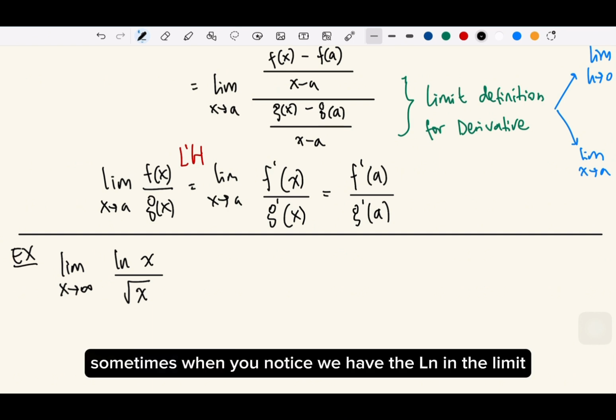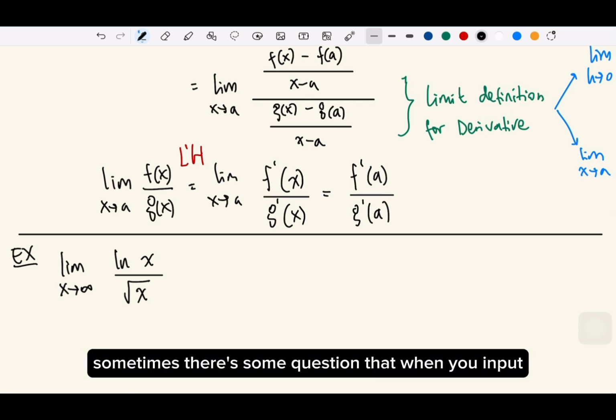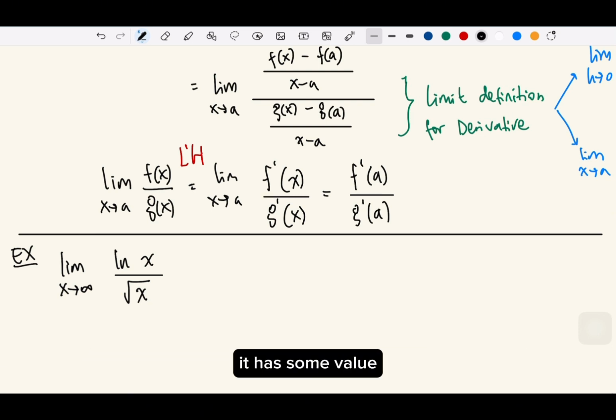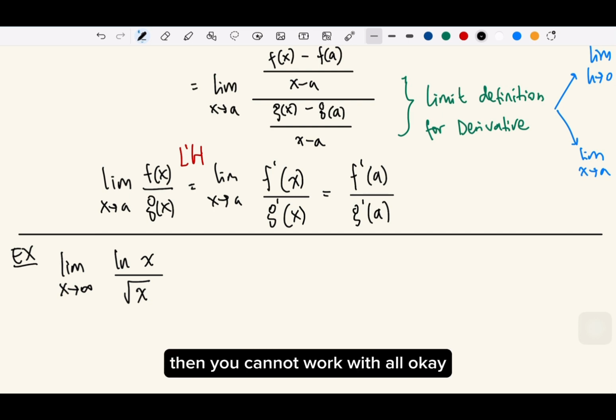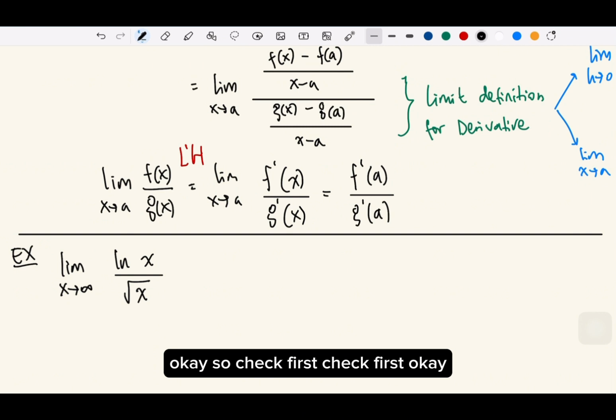Sometimes when we have the ln in the limit, first you need to check the input. If it is an indeterminate form, you can use L'Hopital directly. Sometimes there is a question where, when you input, it has some value, then you cannot use L'Hopital. Sometimes you are too excited and you L'Hopital everything, and that's wrong. So check first, please check first.